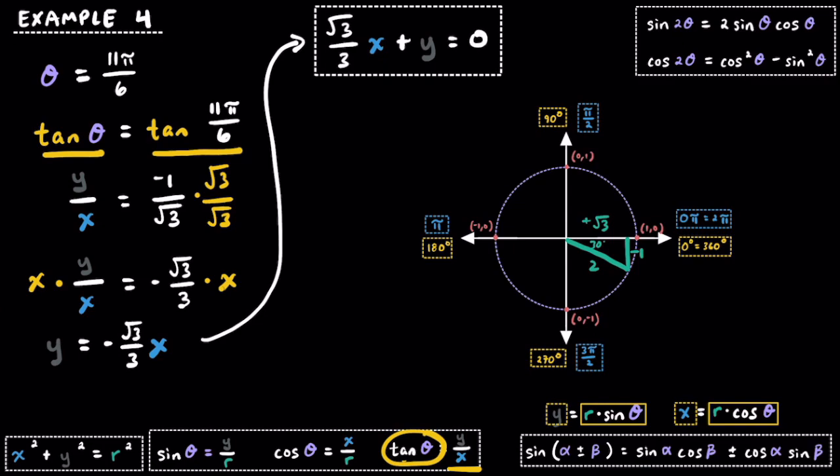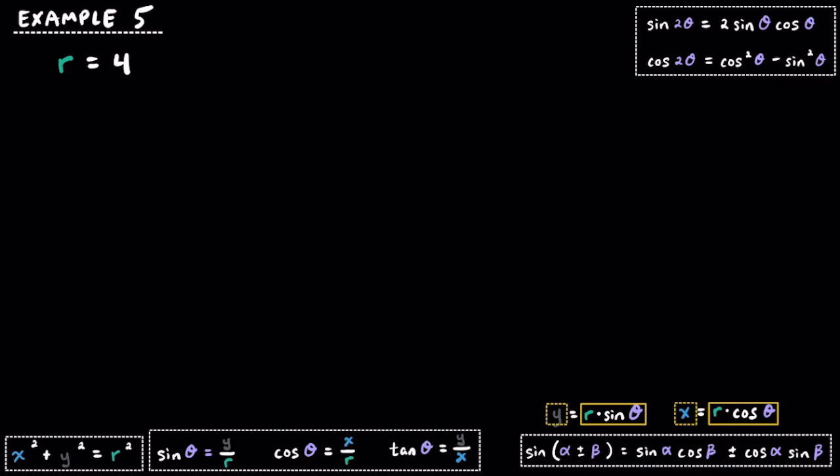There's our rectangular form. For example 5, let's try the polar equation r is equal to 4. When you see equations that look like this, I strongly recommend just squaring both sides of the equation. If we square r on the left side, we'll just have r squared, and on the right side we will have 4 squared, which is equal to 16.